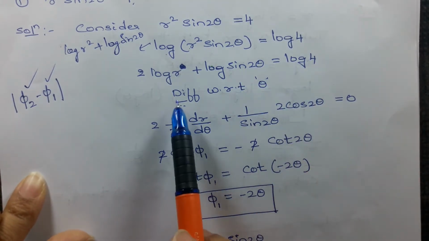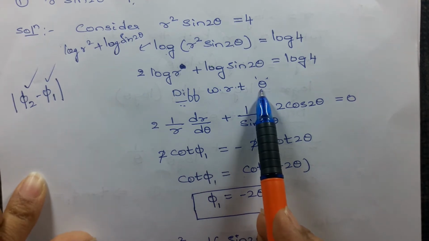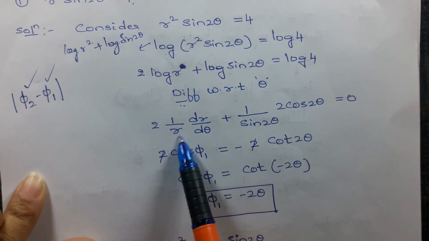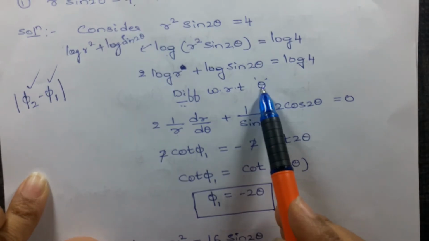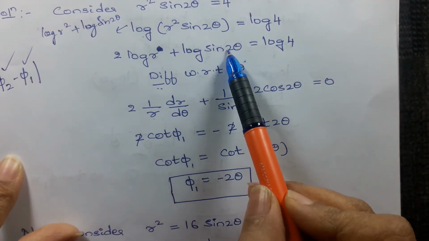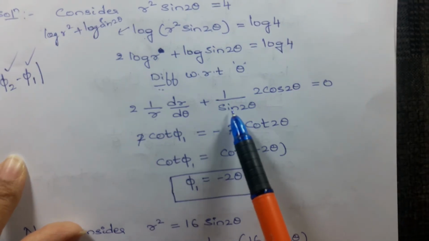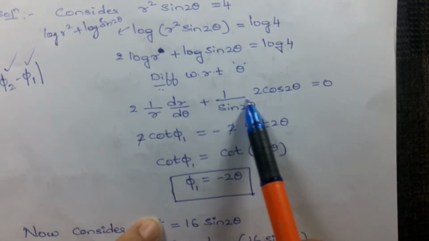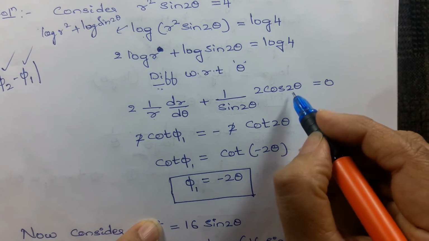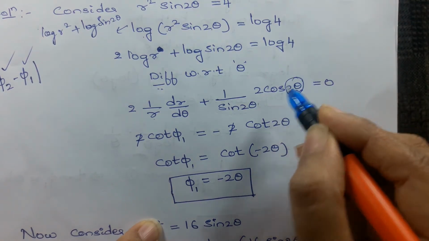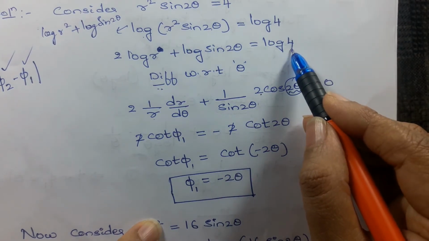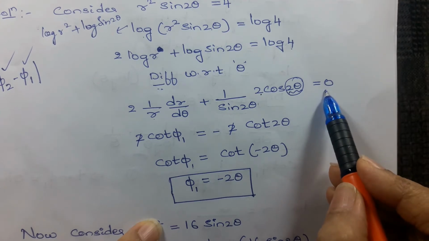What will I do now? I will differentiate with respect to theta on both sides. I will keep 2 as it is. Differentiation of log r is 1 by r, and since r is differentiated with respect to theta, I will get dr by d theta. Next, differentiation of log of sin 2 theta is 1 by sin 2 theta, and differentiating sin 2 theta gives cos 2 theta. 2 theta again differentiated gives 2. On this side you have log 4, which is a constant term, so the differentiation is 0.